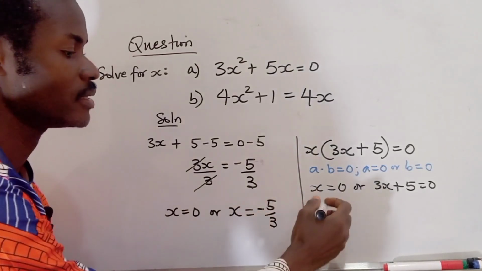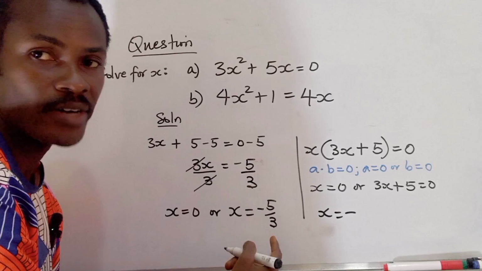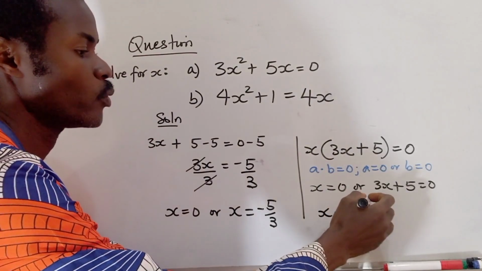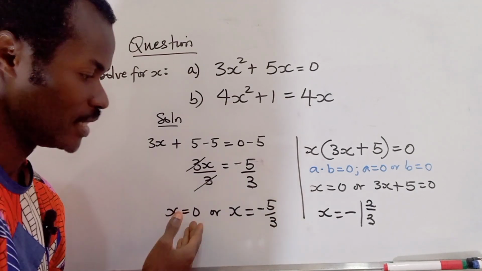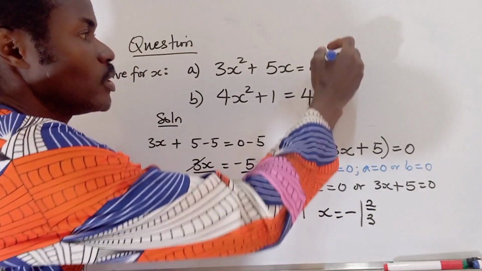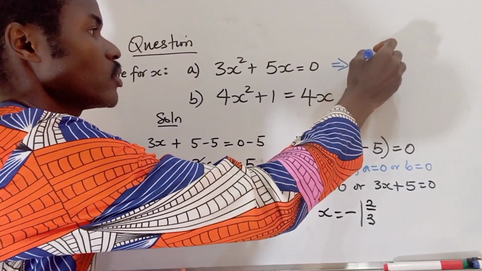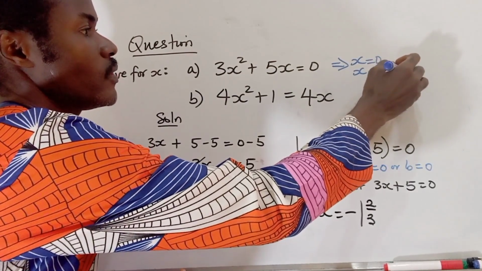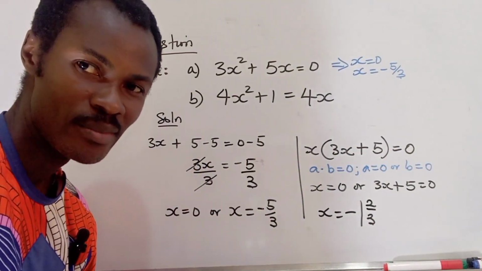If you want, you can still leave this improper fraction as a mixed fraction. So we have one whole number and 2 over 3. So this and this give us the solution to the first problem. So the two values of x are x is equal to 0 and x is equal to minus 5 over 3. Now let's solve the second problem.